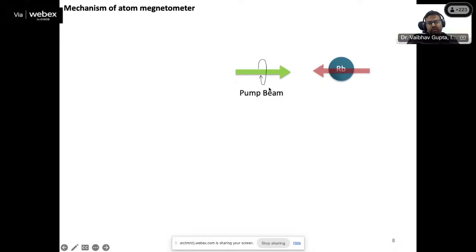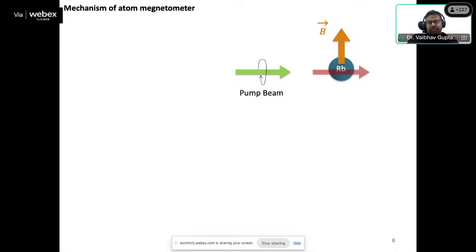What you have to do is apply a laser, and this laser has to be circularly polarized. We will call it a pump beam. Once you apply the circular polarization, the rubidium atom will try to align its spin in the direction of the wave propagation. You hit the rubidium atom with circularly polarized light, and the atom aligns its spin in the direction of the propagation. Now you have to apply one magnetic field, which in the end you want to detect.